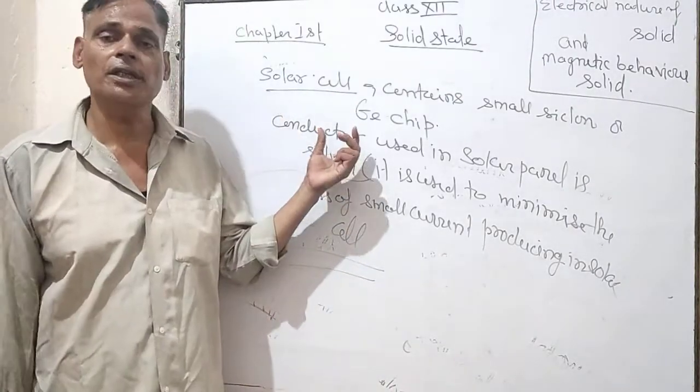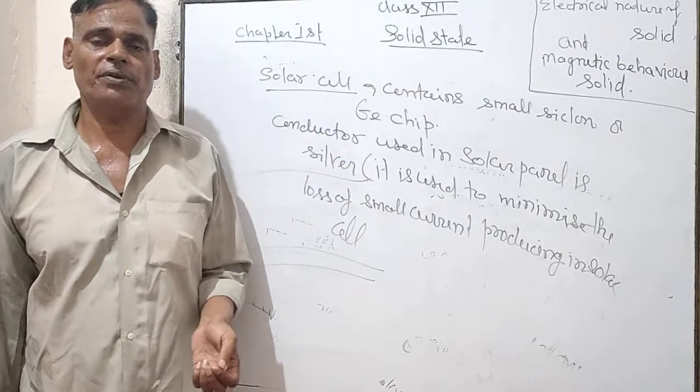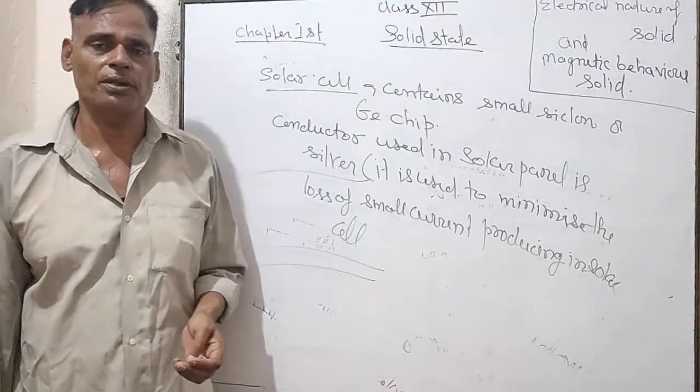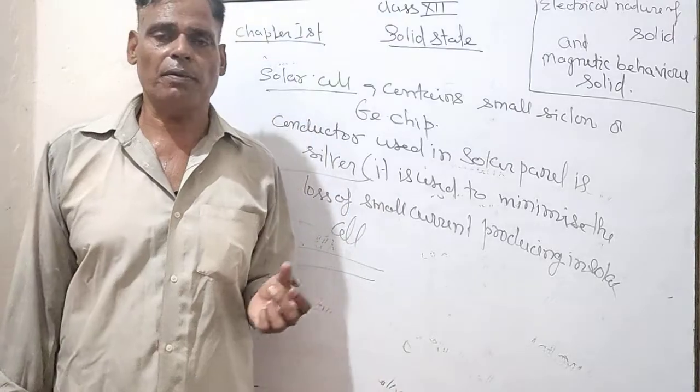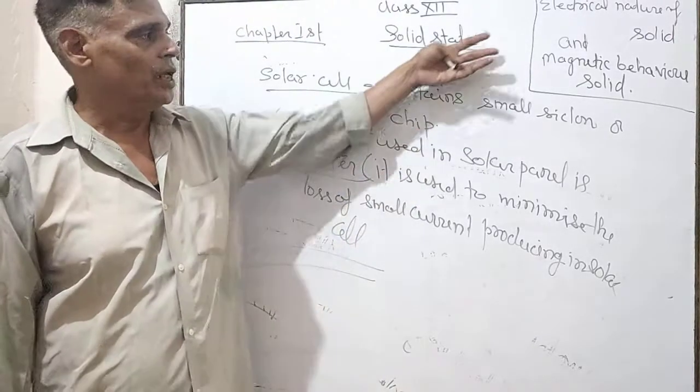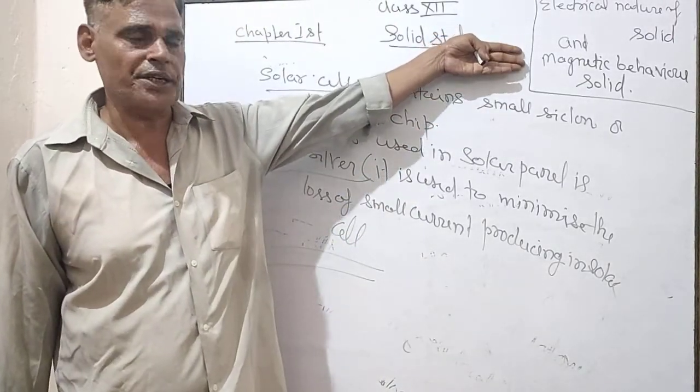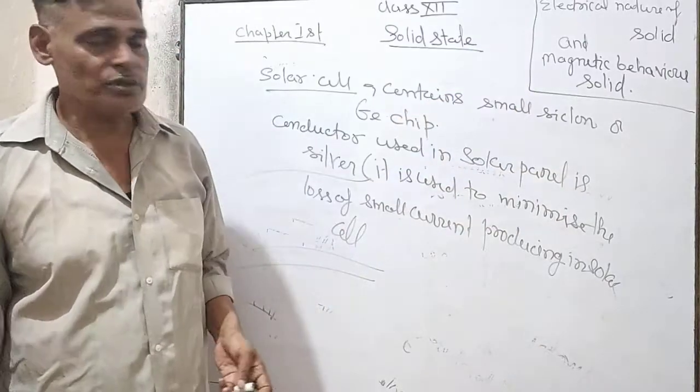This is one thing, and tomorrow we will learn ahead about P type semiconductor and N type semiconductor. Thereafter we will move to the topic, magnetic behavior of solids.